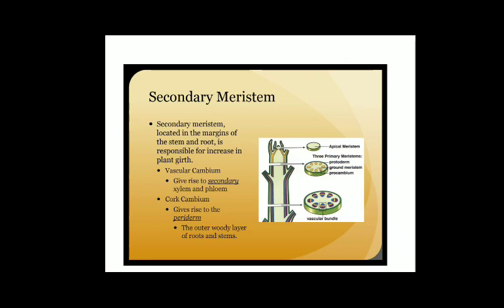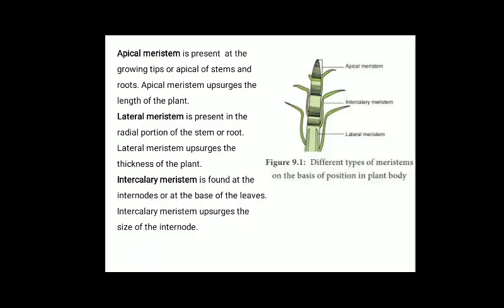Then secondary meristem. Secondary meristem is located in the margins of the stem and root. It is responsible for increasing plant growth. Then apical meristem. Apical meristem is present at the growing tips or apex of the stem and root. Apical meristem increases the length of the plant. Then lateral meristem. It is present in the radial portion of the stem or root. Lateral meristem increases the thickening of the plant. Then intercalary meristem. It is found in the internodes or the base of the leaves. Intercalary meristem increases the size of the internode.